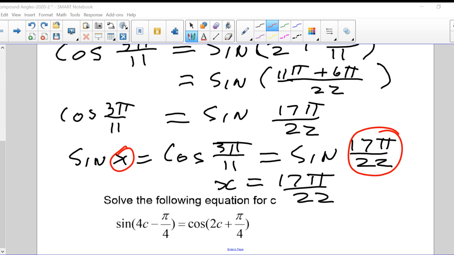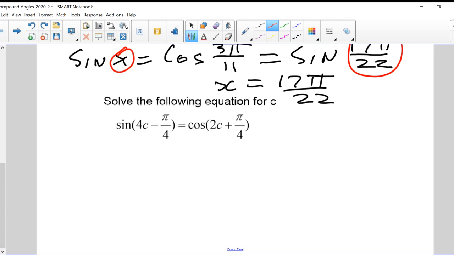Okay, so what I'm going to do now is tackle this other question down here. The sine of 4c minus pi over 4 is equal to the cosine of 2c plus pi over 4. It's going to be similar. Oh, and by the way, although the question doesn't say it, they only want answers in the first quadrant, and I should make that point.